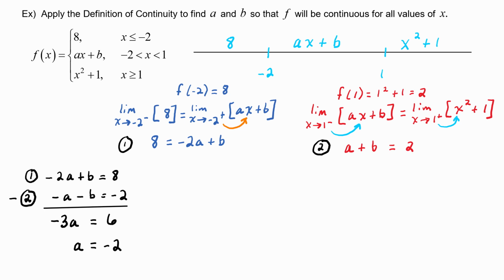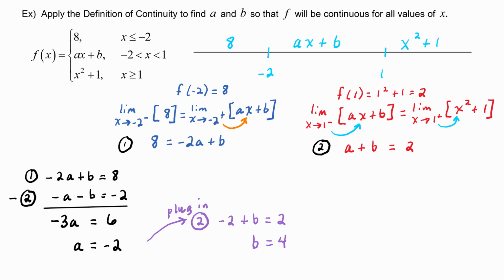Now to find b, we just need to plug into either of the equations. Equation 2 is the simpler one, so let's just plug into equation 2, and we have negative 2 plus b is going to equal 2. We add 2 to both sides, and we get b is equal to 4.